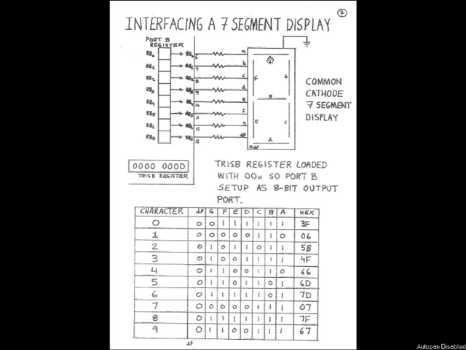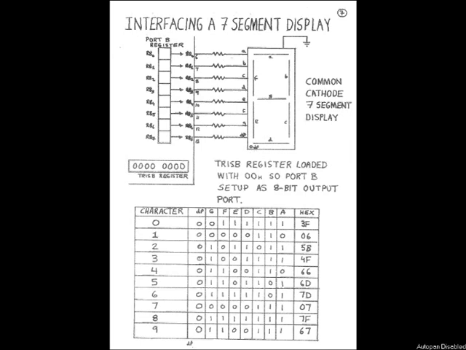Now, effectively, a 7-segment display is 8 LEDs. So here's the first LED called A. Here's the second LED called B. Here's the third LED called C. Here's the fourth LED called D. Here's LED E. Here's LED F. And here's LED G. Let's count them: 1, 2, 3, 4, 5, 6, 7. Now, sometimes there's also a decimal point associated with 7-segment displays, and that's called DP.